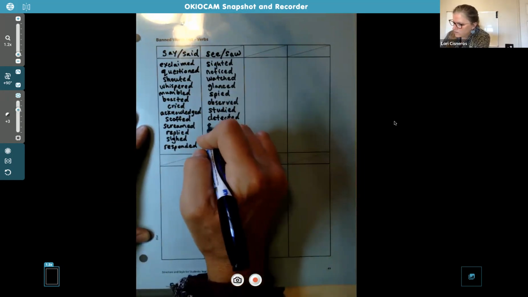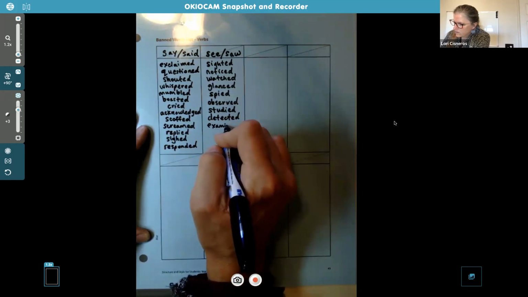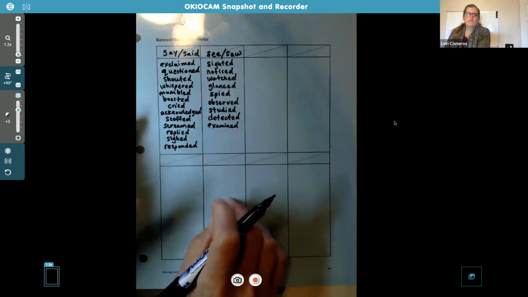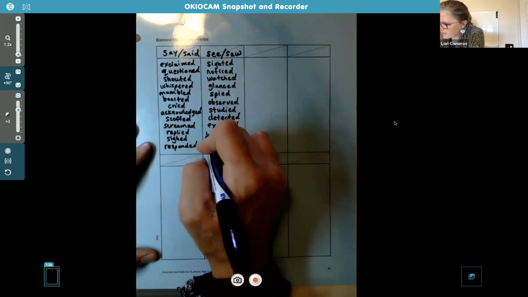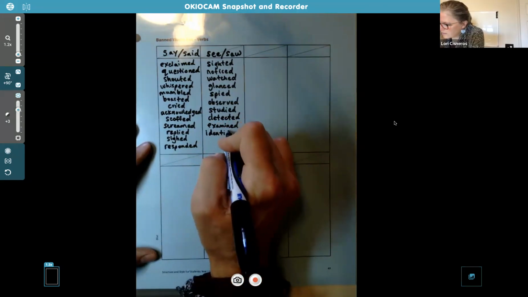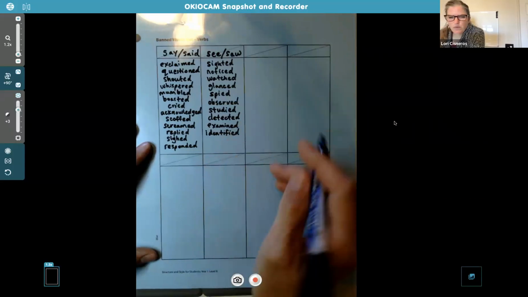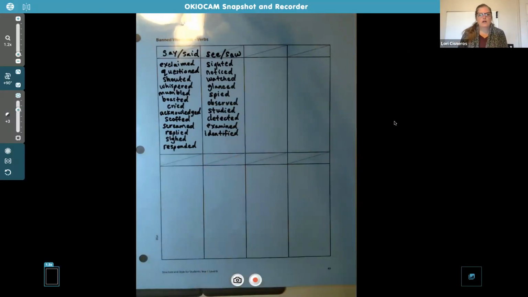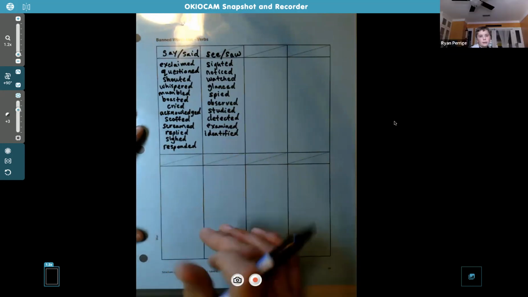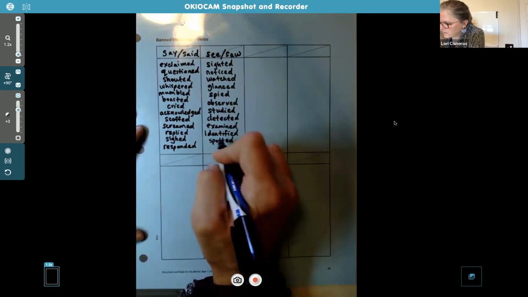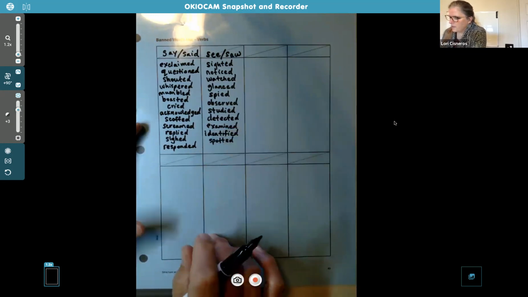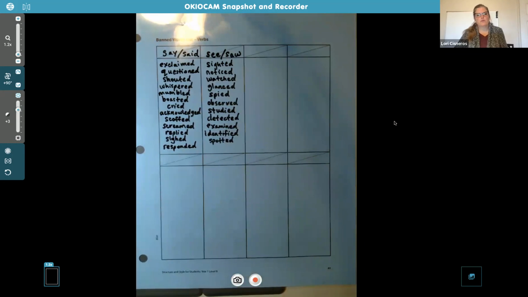Examined. This one's probably one of the Identified. Identified. Okay, I like it. This is probably one of the harder words to replace. Ryan, you have one? Spot. Spot or spotted. Good. I like it. Okay, we'll stop there since we're running out of room, but you get the idea.